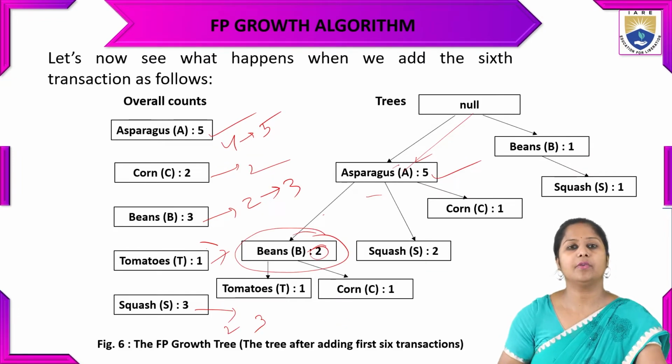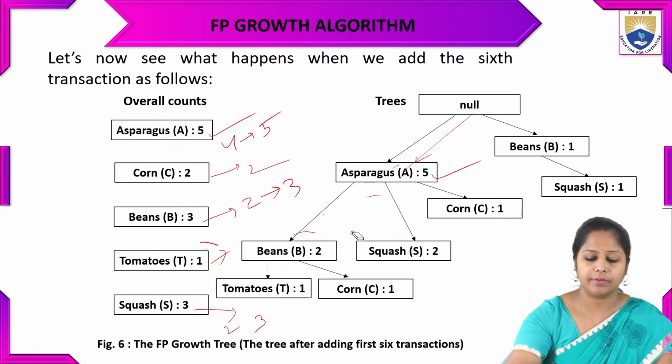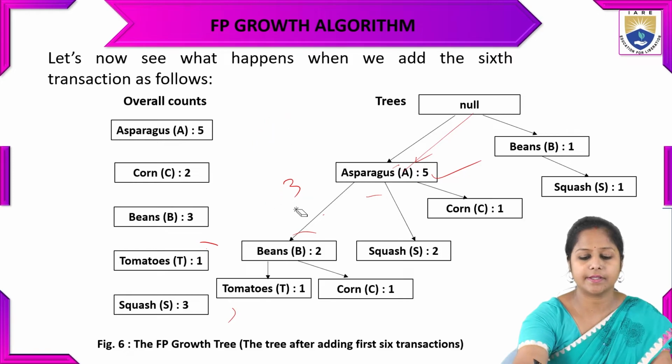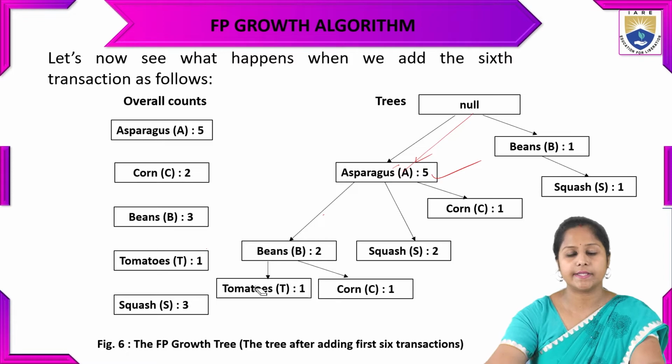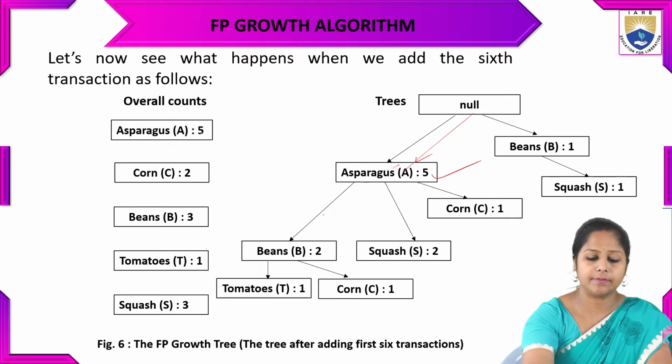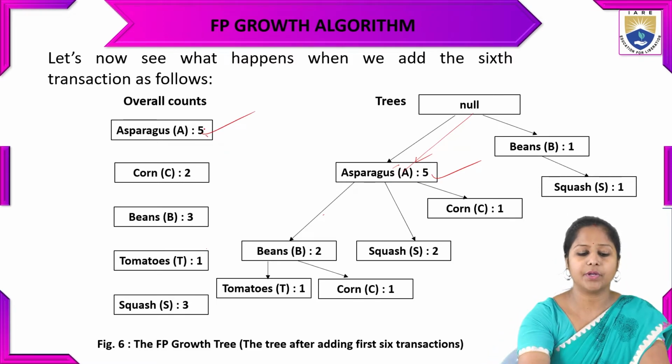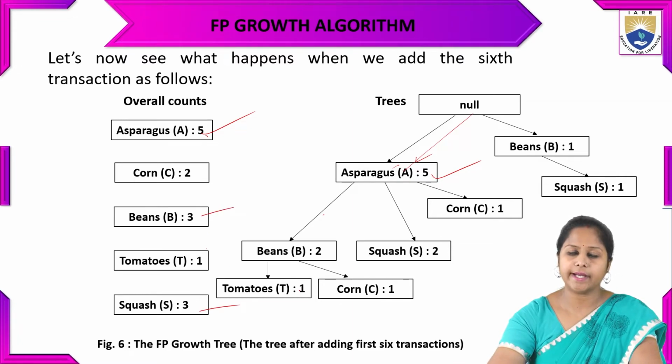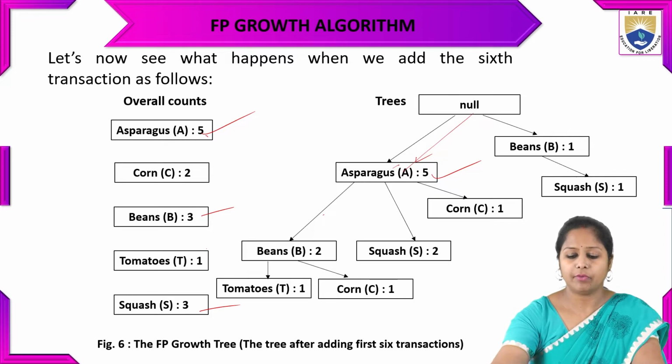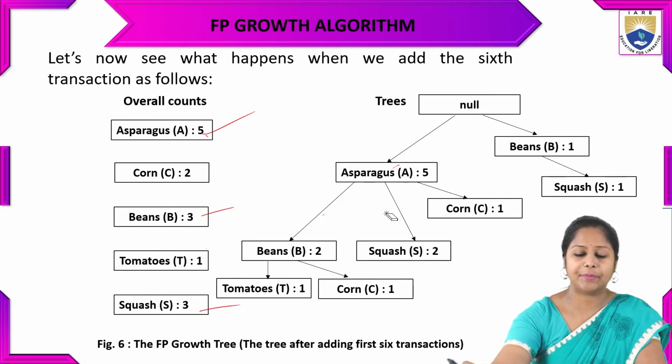Now we will go into the sixth transaction. In the sixth transaction, we see the asparagus is there, beans is there, and squash is there. Their counts have increased, because asparagus was 4 earlier, beans was 2, and squash was 2. So here the 3 items have been added. Again, we have to make the FP tree for that.